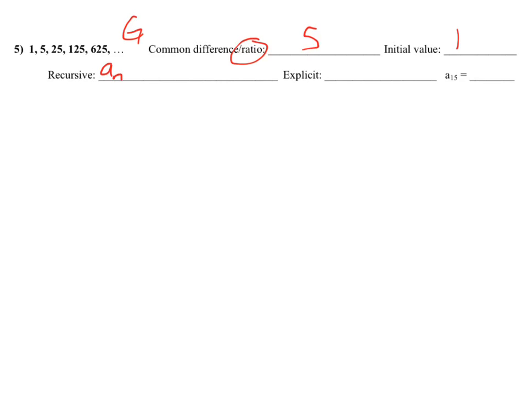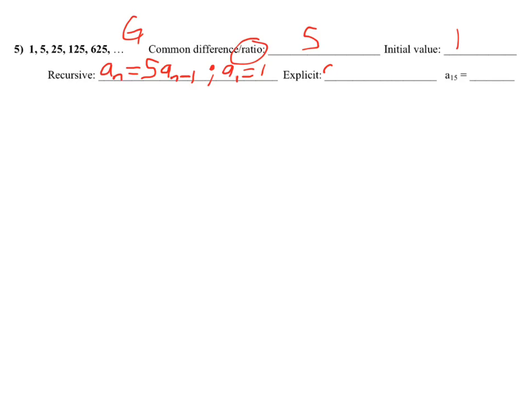If you want your recursive function, you write a sub n equals, remember this is geometric, so slightly different than the arithmetic one. You're going to do 5 times a sub n. That says every term is equal to 5 times the previous one. And then you should say where to start. I'm going to start at 1. So a sub 1 is 1.